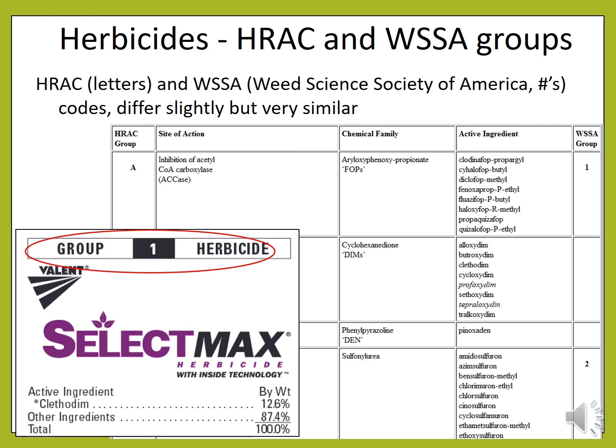So you can see here, I have an example of a label from Select Max, which is a clethodim product. Right on the top of the label, it will say it's a Group 1 herbicide. If you then go and look at the information about what this means, in this case, Group 1, it will tell you the site of action, it will tell you the chemical family, and it will tell you other active ingredients that are within this same group.